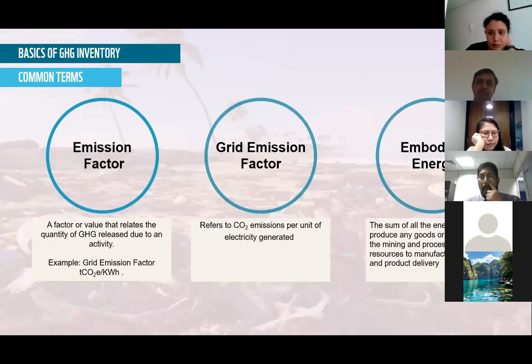Then it is again transported back to the consumer, and in the entire value chain you have a lot of energy consumption. When you sum up all this energy consumption and arrive at a number, the energy consumption of a particular product, that's called the embodied energy of that product.